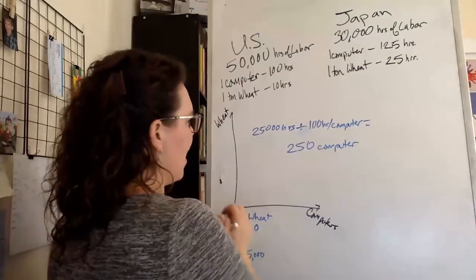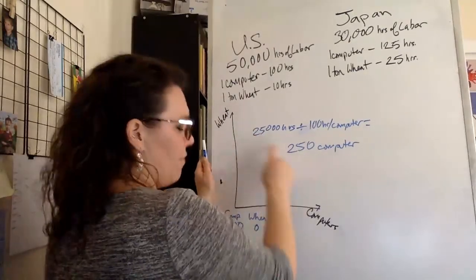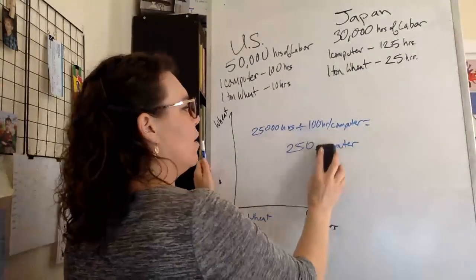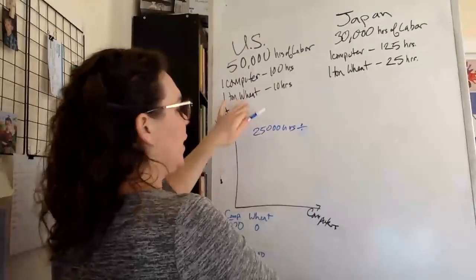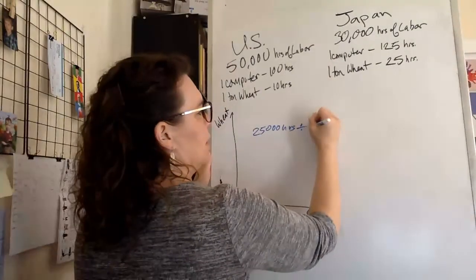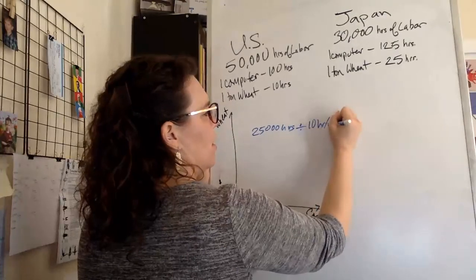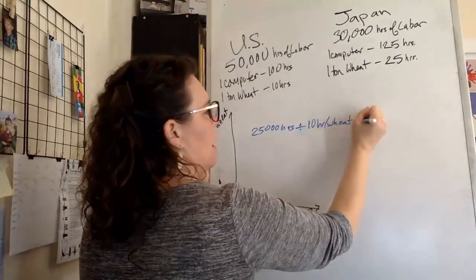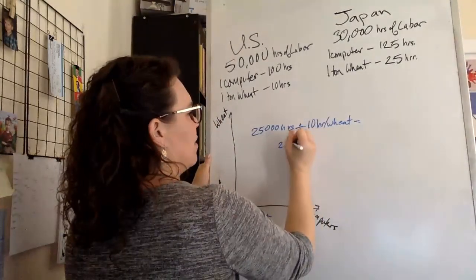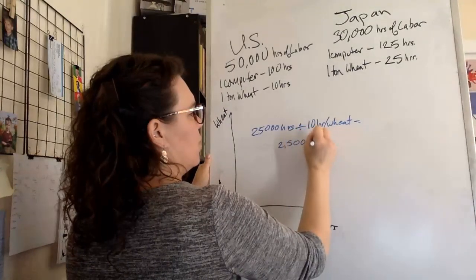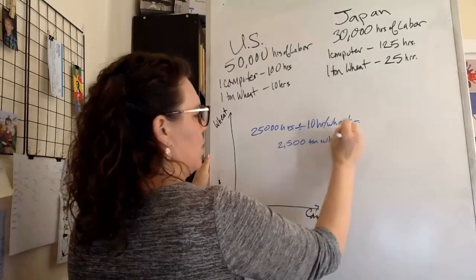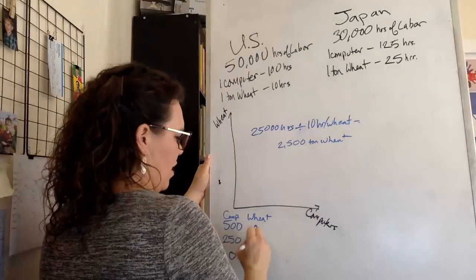We can do the same math and take the remaining 25,000 hours of labor, only now we want to make wheat, and it only takes 10 hours to make a ton of wheat. And so that means that we will get 2,500 tons of wheat. And I can put that right here.